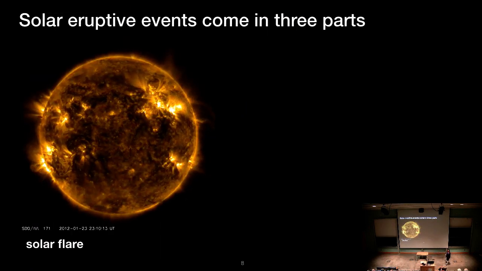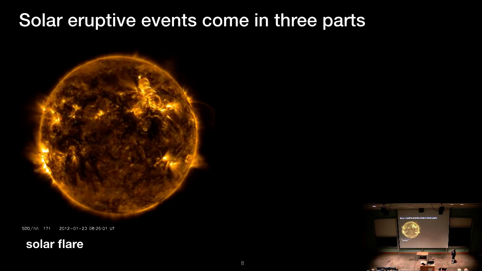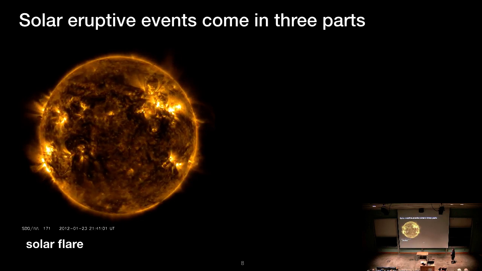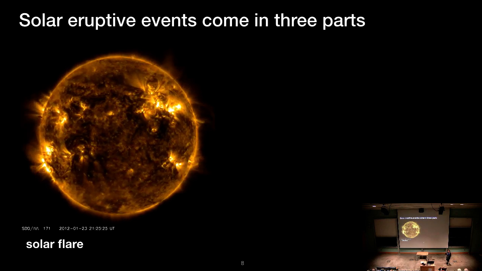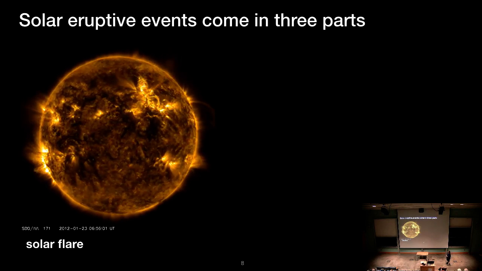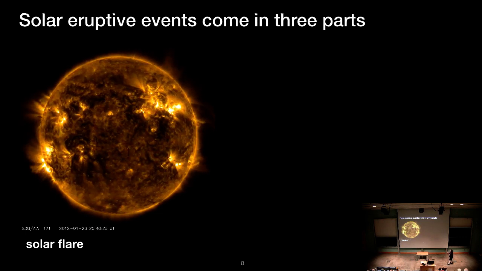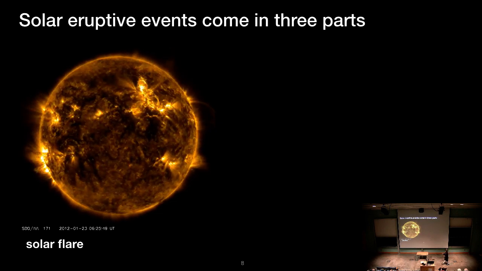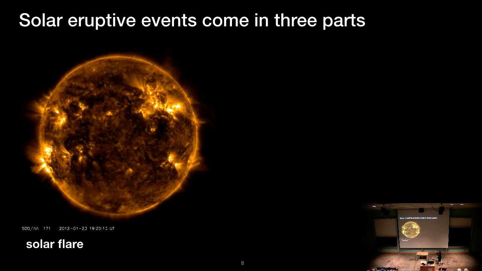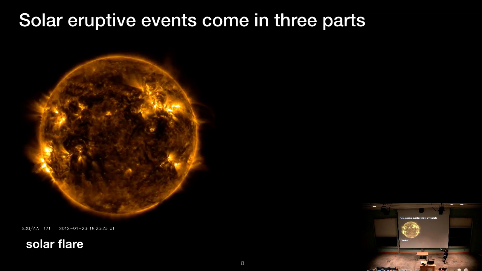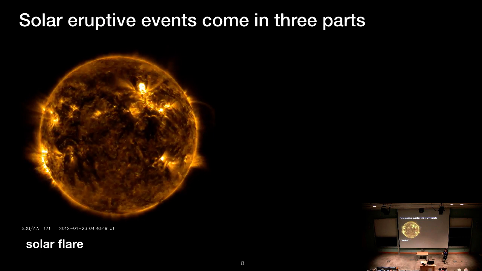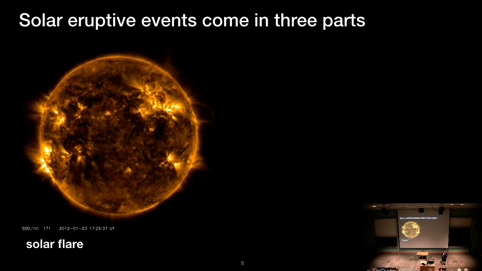So when we talk about space weather, we talk about solar eruptive events. And there's three parts, and this is going to be important when we start to think about what the stellar counterparts of these events might be. And there's the sort of familiar solar flare. This is a movie of the sun's corona. And you can see these coronal loops. These are arch-like structures. They're very dynamic.